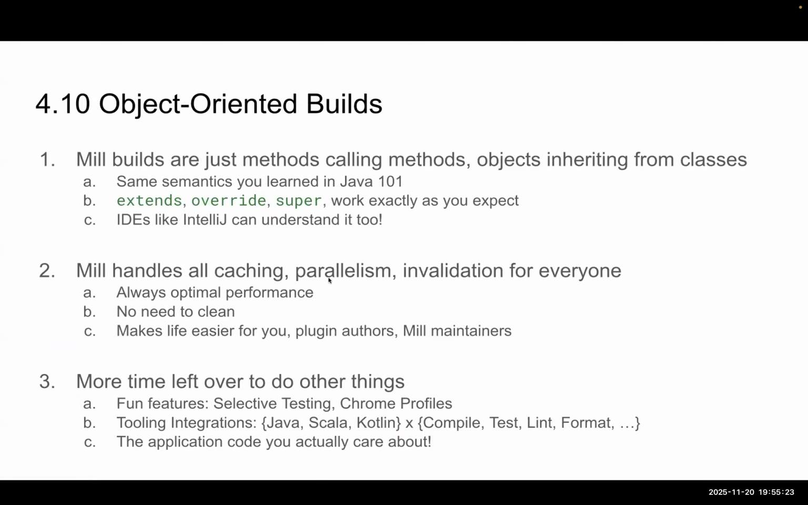Mill handles all the other stuff for you, which means that you generally get better performance because you don't get plugins forgetting to cache things or forgetting to parallelize. You don't need a clean because you don't have plugins screwing up the cache computations like your Maven clean installs that everyone always has to do in Java land. In Mill, you don't need a clean because Mill handles the caching for you and generally doesn't screw up. And it just makes life easier, so Mill can work on fun features rather than struggling with these templated build graphs. It can do a bunch of tooling integrations or work on application code.